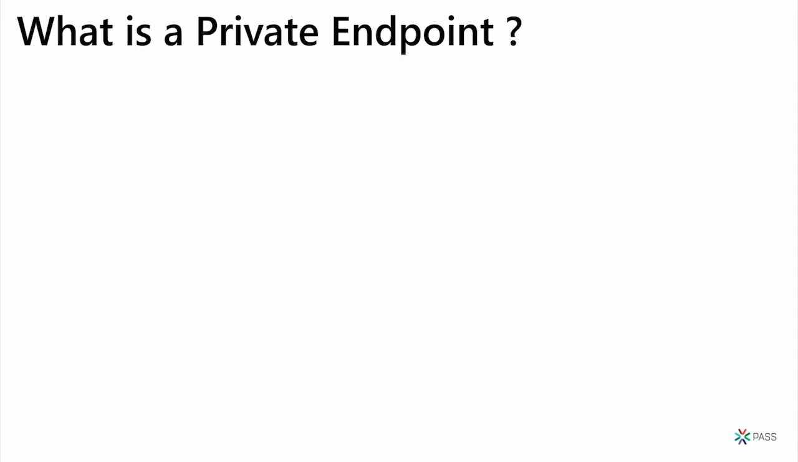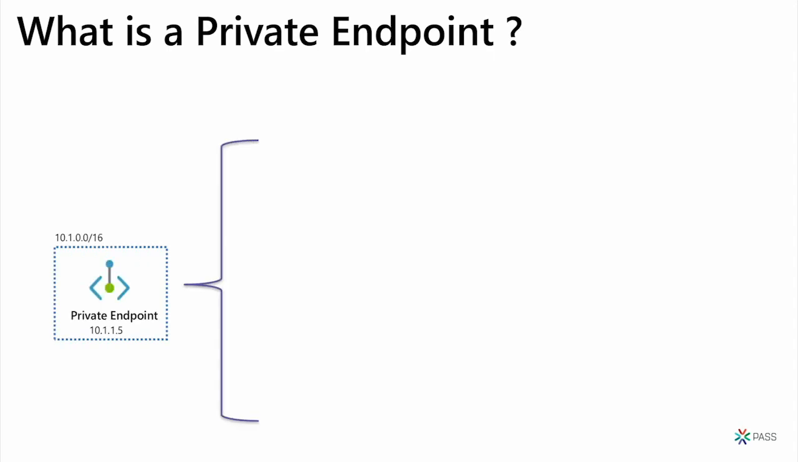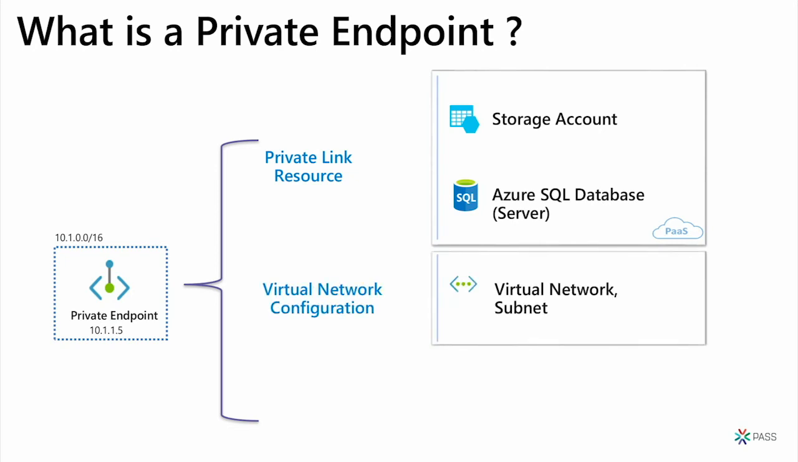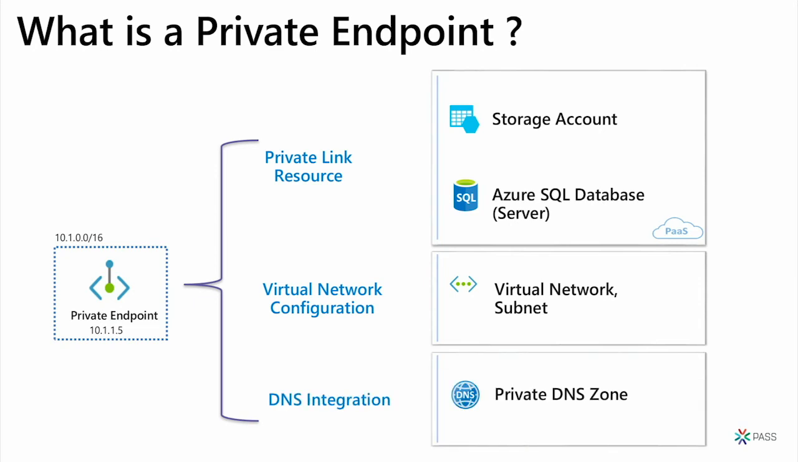Let's briefly go over what a private endpoint is, and I'm showing this because that's what you'll need when you set this up. A private endpoint basically consists of 3 things. Number 1 is the private link resource, which is a fancy way of saying what is the PaaS service that I want to link to. It is SQL database and storage account today, and there are many more coming as you go forward. Number 2 is the virtual network and subnet where I want that IP address, the private endpoint, to be created. And number 3, this is kind of interesting, is DNS integration.